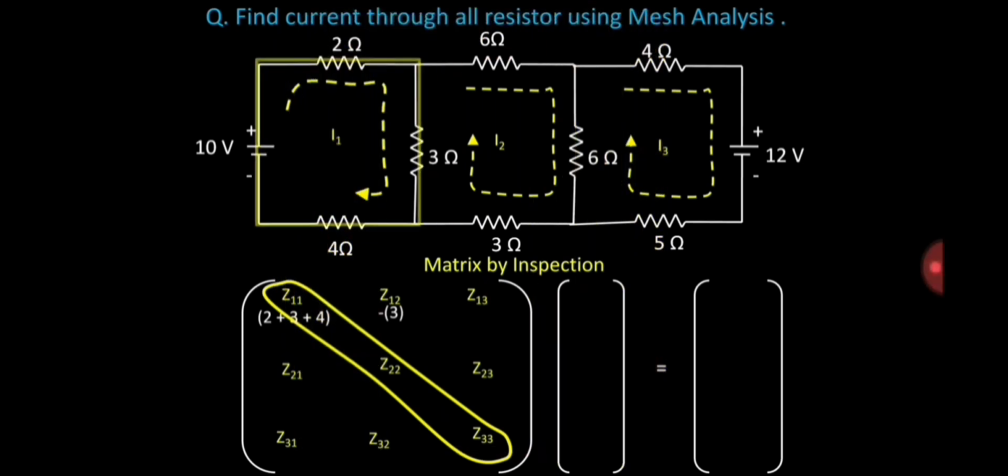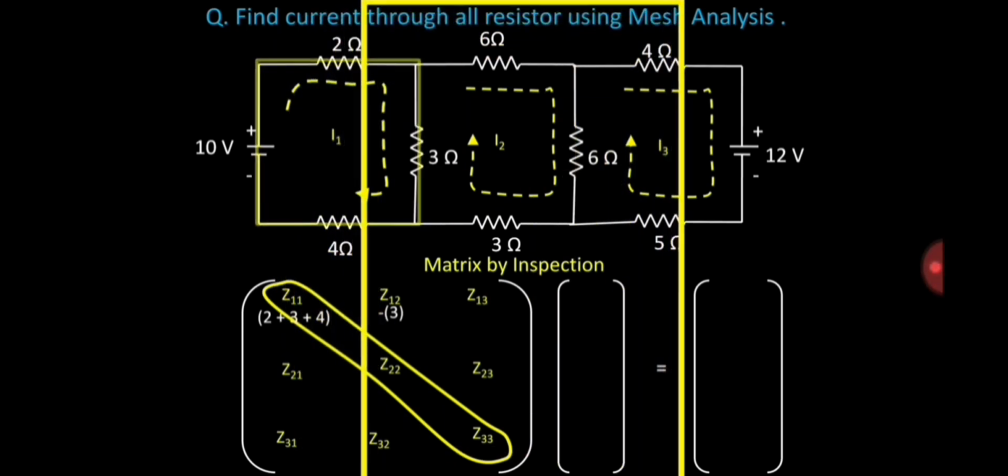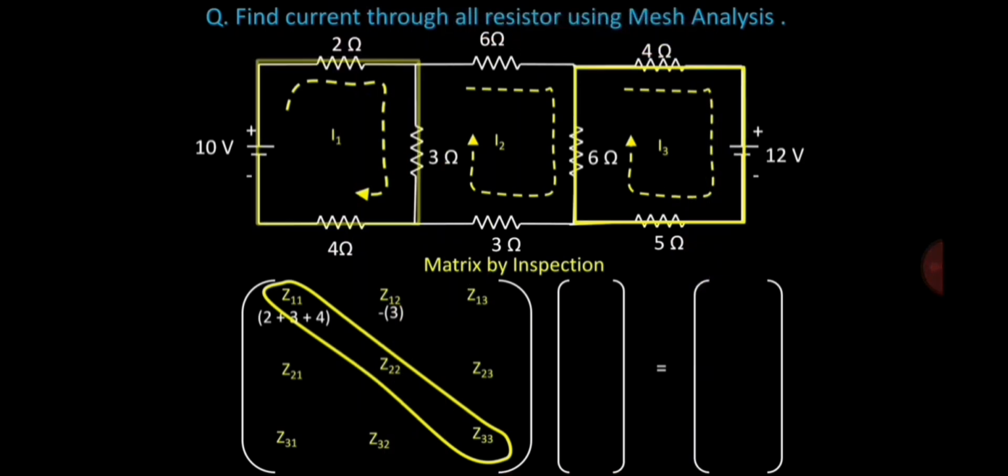So going to Z13, there is no current shared between the loop 1 and the loop 3. So because there is no current shared between the loop 1 and the loop 3, you label it 0. So in the next row, we look at the impedance shared between loop 1 and loop 2. So there you have negative 3. So you label it negative because it moves in the opposite direction.